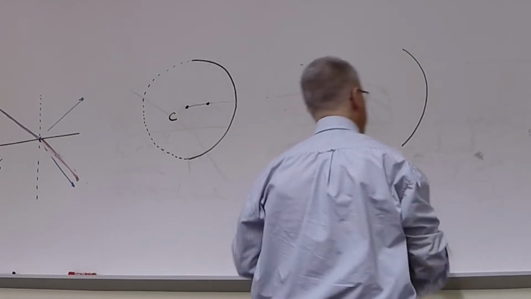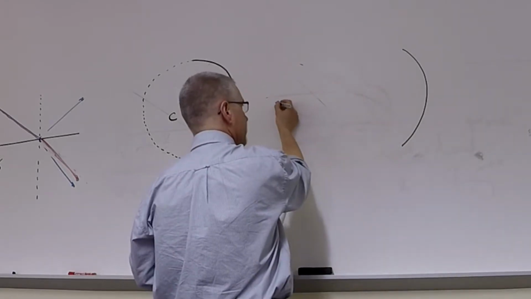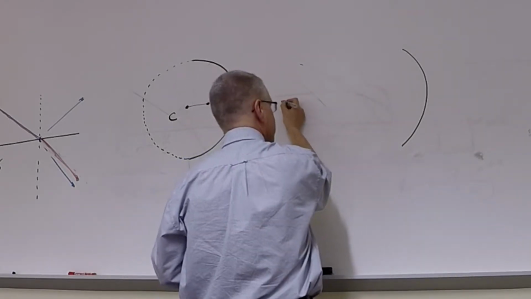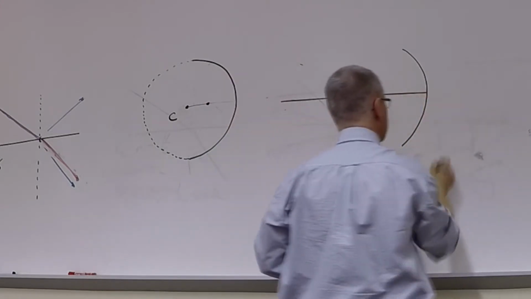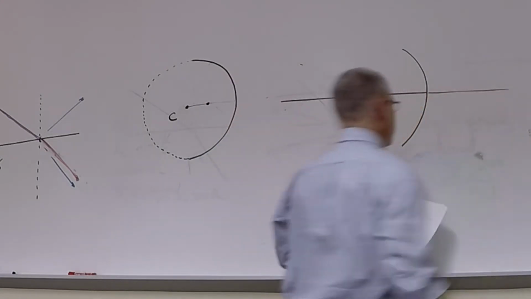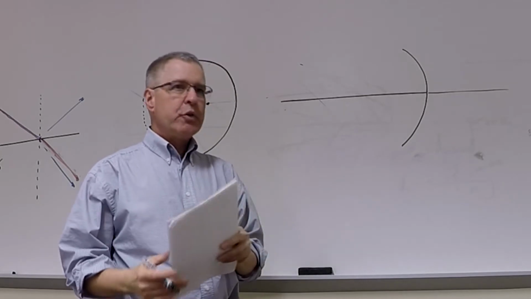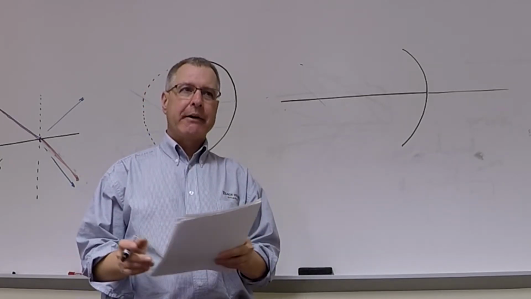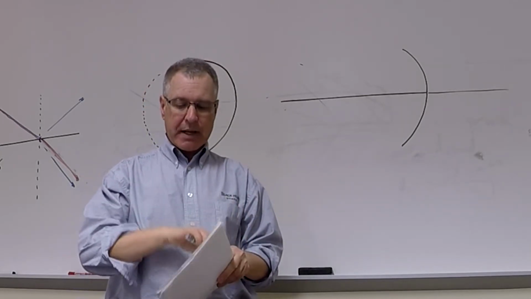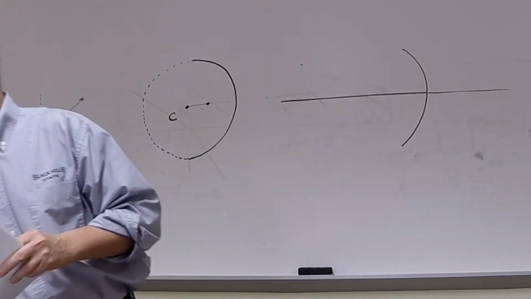Let's say I've got a mirror shaped like that, and I'm going to draw something here called the optic axis. It's just a reference line. I can continue with that if I want. And what we're going to do is send in light rays that are parallel to that optic axis and see what happens. So switch colors here.